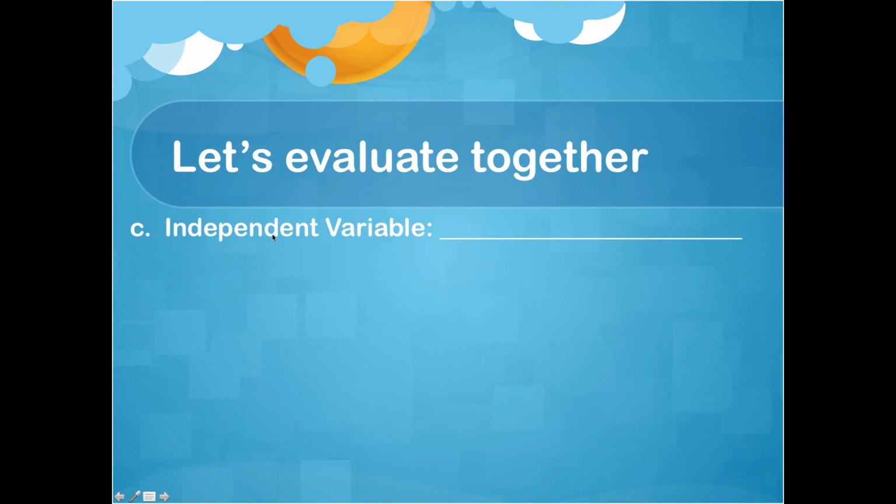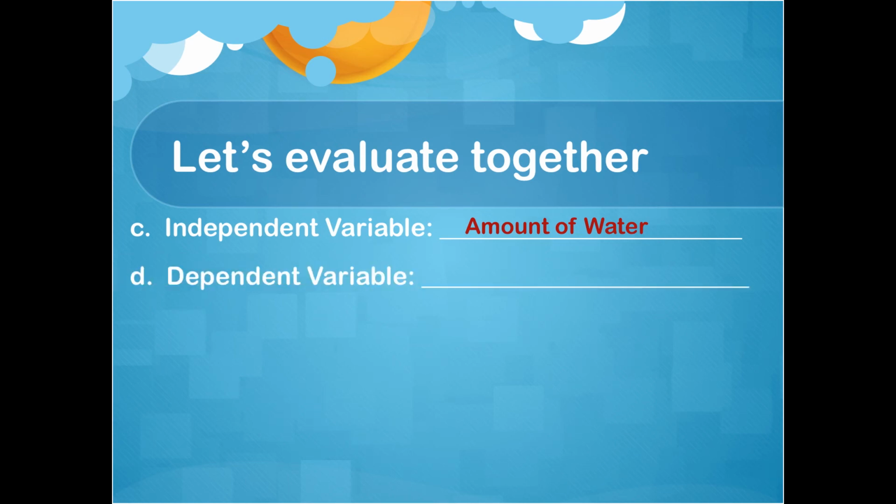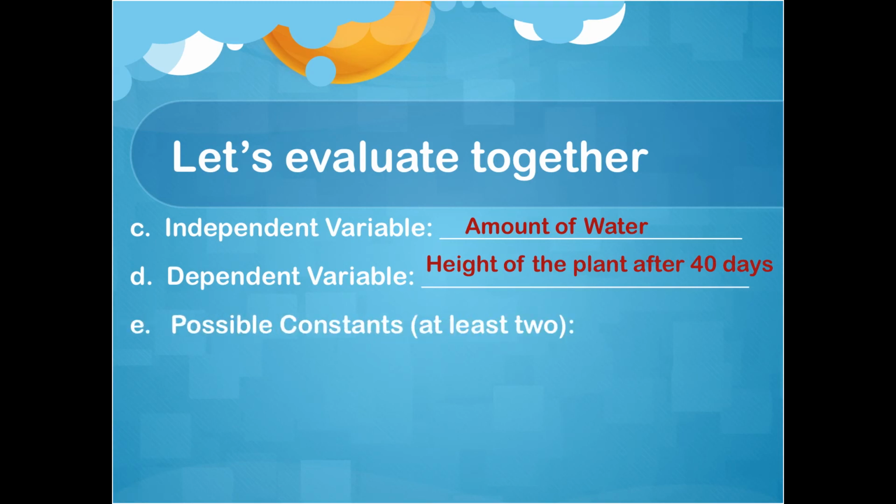The next thing we're going to want to think about is, what did I change on purpose? Do you remember what it was? It was the amount of water. I had 5 different plants that I was giving different amounts of water to over the 40 days. And then the dependent variable, do you remember what this was? This was what was happening because I was giving different water. Well, this is your height of the plant after the 40 days. And then our next thing to think about is, what did we maybe try to keep constant? I always want you to give me at least 2. So let's think through this experiment.